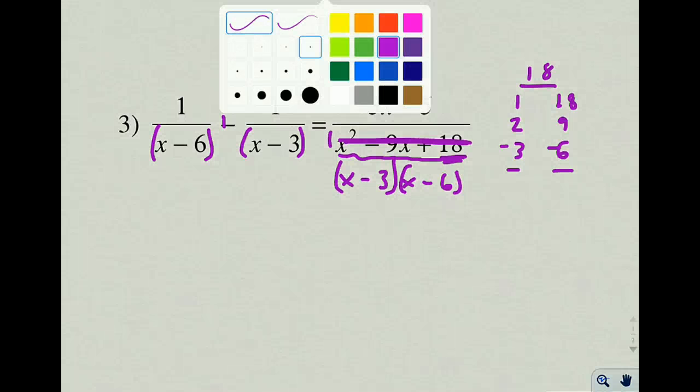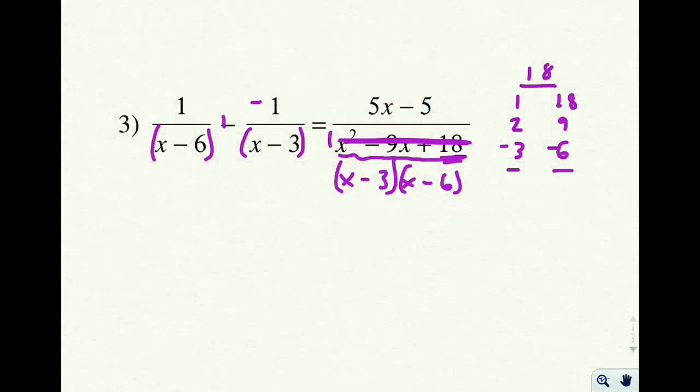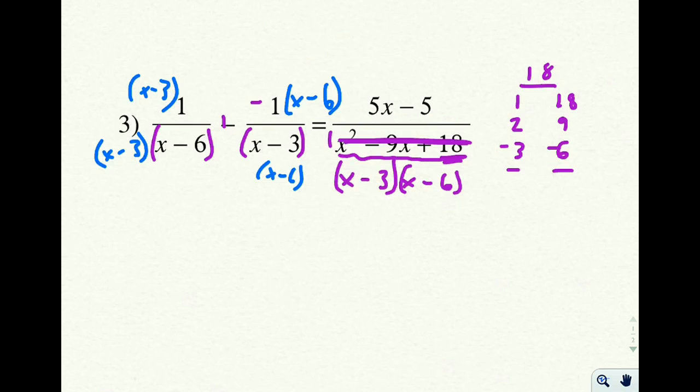So we need to multiply top and bottom of these first two by the same thing so that we have an x minus 3 and an x minus 6 in each. So for this first one, we need to multiply by x minus 3 on the top and on the bottom. And in the second one, we need to multiply by x minus 6 on the top and on the bottom. So x minus 6 top and bottom. And now our denominators are the same, they're the same, and they're the same.